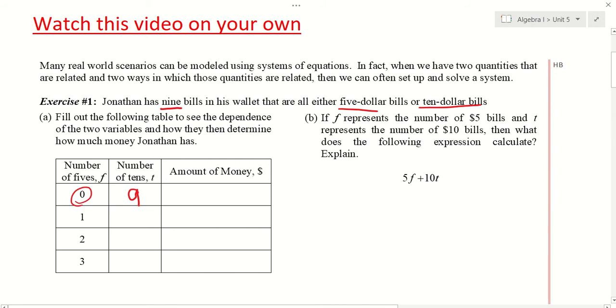How much money does he have? Well, 9 times 10 is 90. If he has 1 $5 bill and he has 9 total bills, it means he must have 8 $10 bills. What would that look like? Well, he has 1 $5 bill plus 8 $10 bills. He has $85. Okay, fill out the next 2 in the table.